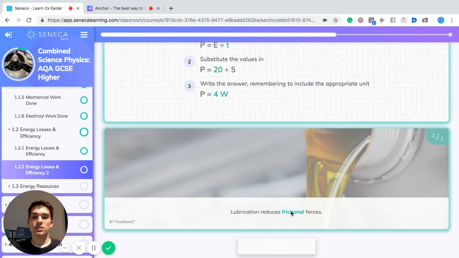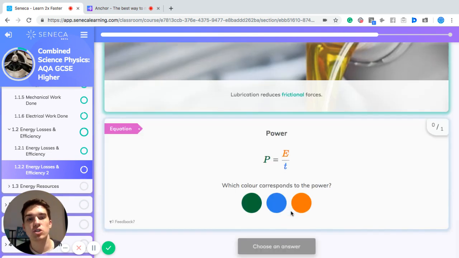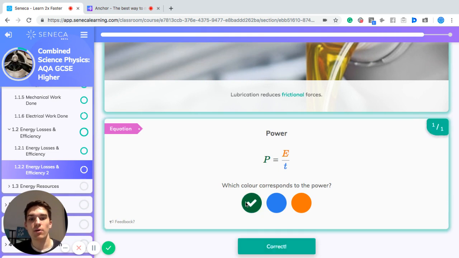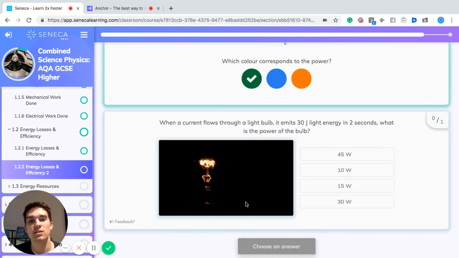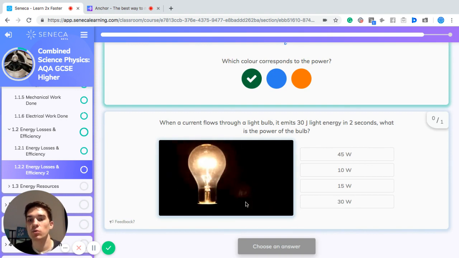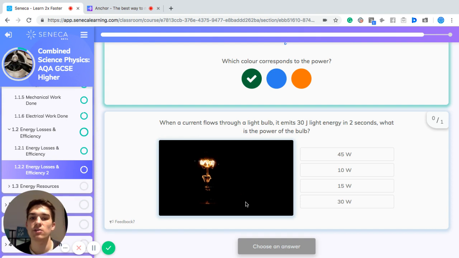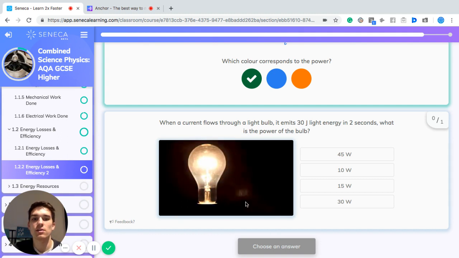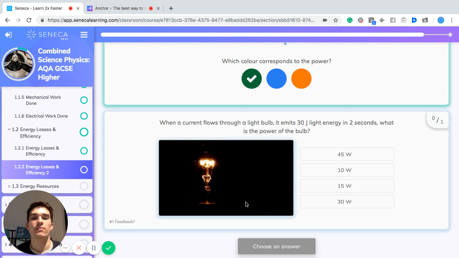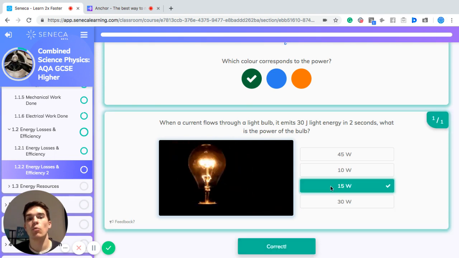And remember also from earlier that lubrication reduces frictional forces, and that we've got the power equals energy divided by time. Now, another calculation for us to work out here. So if a current flows through a light bulb, it emits 30 joules of light energy in 2 seconds. What is the power of the bulb? Well, remember, power is the energy divided by the time. So 30 divided by 2, which gives you 15 watts of power.